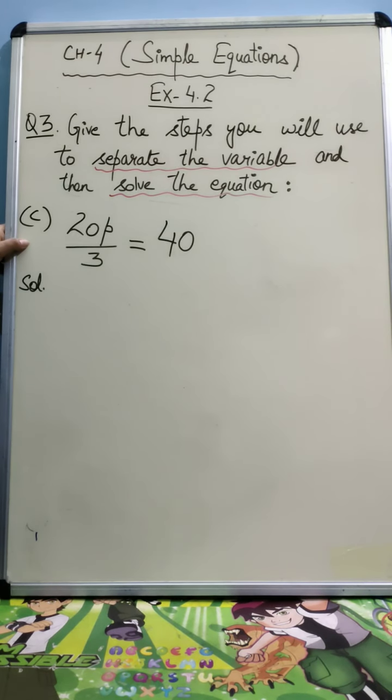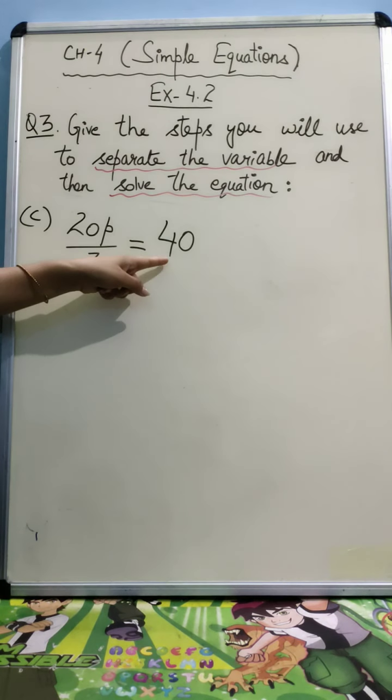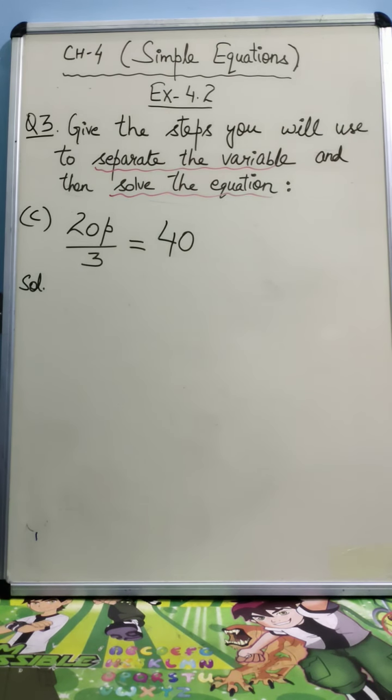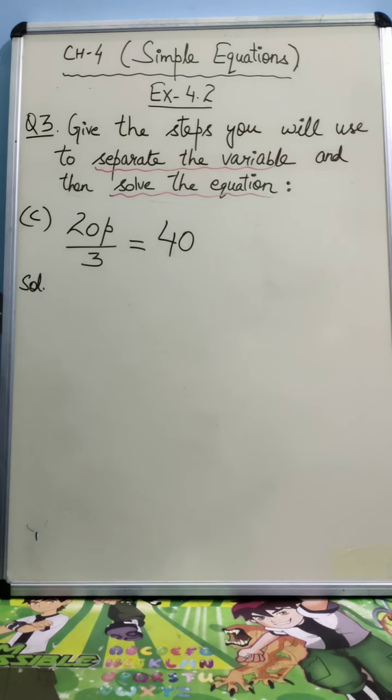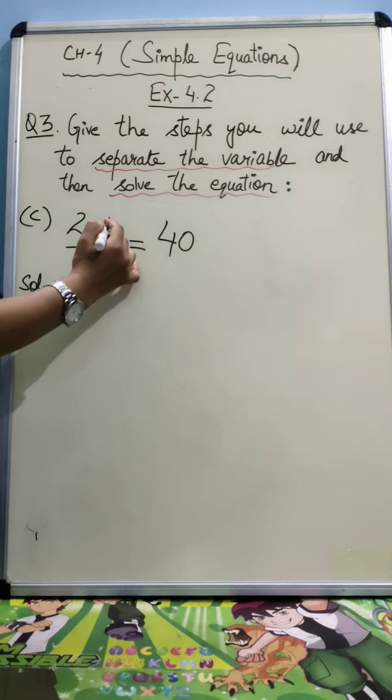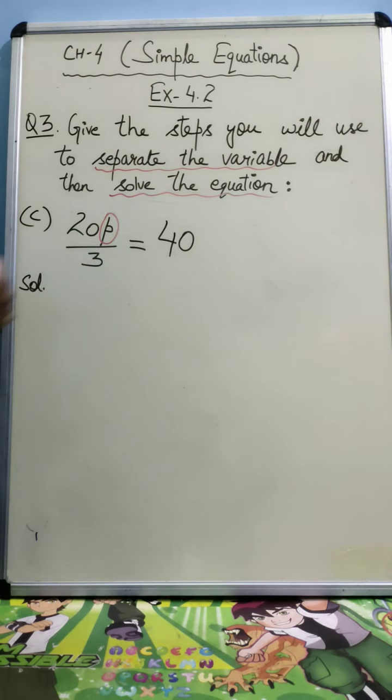Now students, the C part of this question. The question is 20p upon 3 equals 40. Now we have to solve this equation. So first we need to separate the variable. What is the variable here? The unknown quantity, that is p. P is the variable. Okay. So how we will separate it?